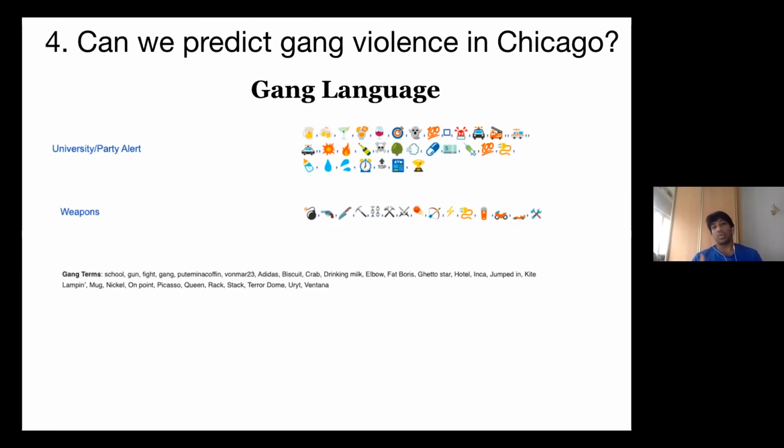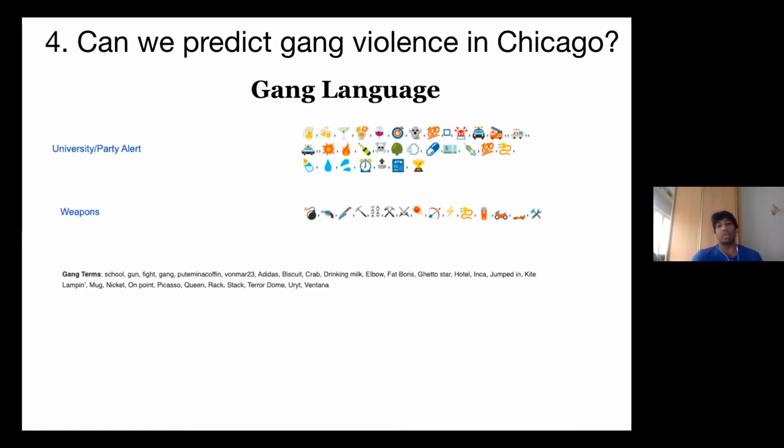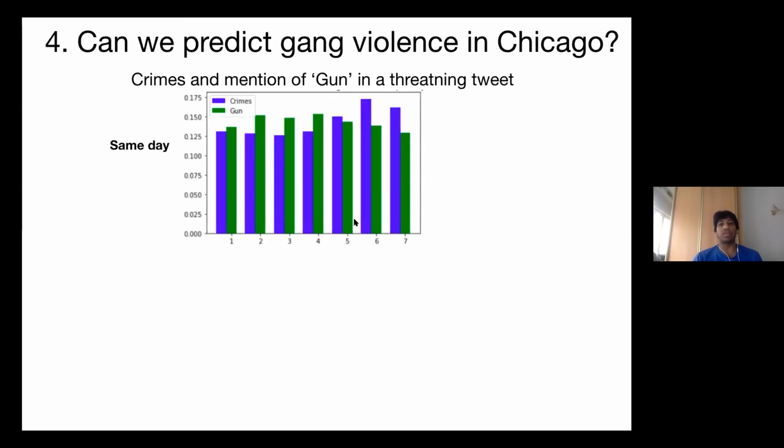So we built a system that looked at those different symbols and words and deciphered the gang language. But then the community asked, can we actually go further and predict gang violence? They said that it is not just the mention of a gun, but symbols like a gun, a weapon or a knife in a threatening tweet. So is there an actual correlation between a threatening tweet and crimes happening on the ground?